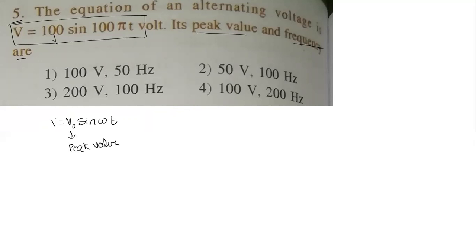How much is the peak value here? This is V naught, 100 is there. So options you can remove now. This is the wrong answer, because here 200 is there. Here 50 is there. Done.